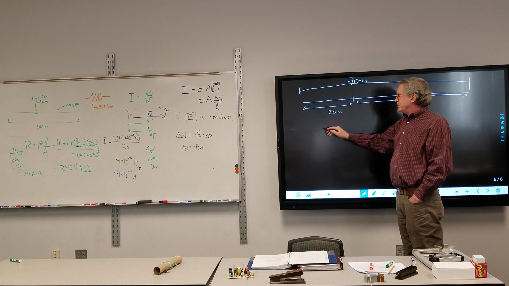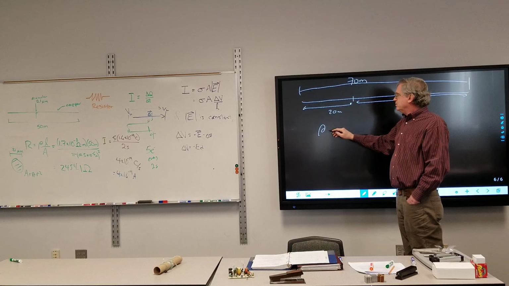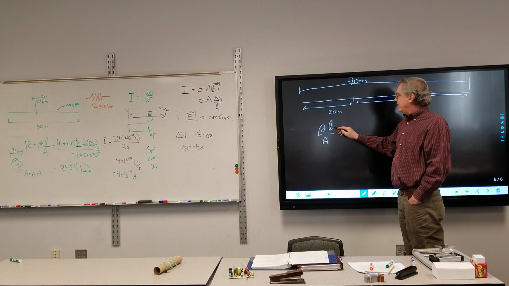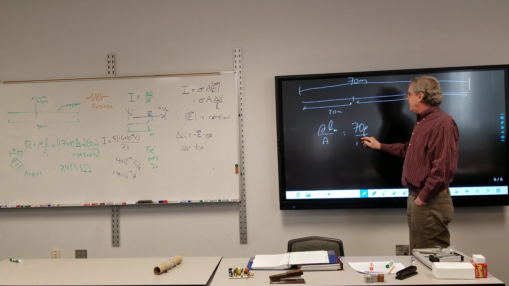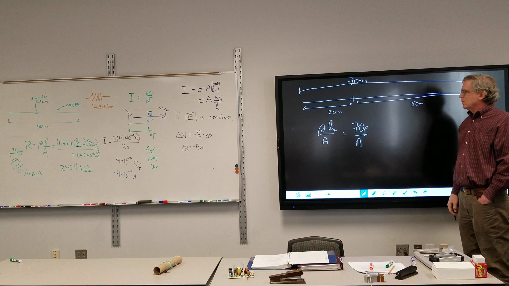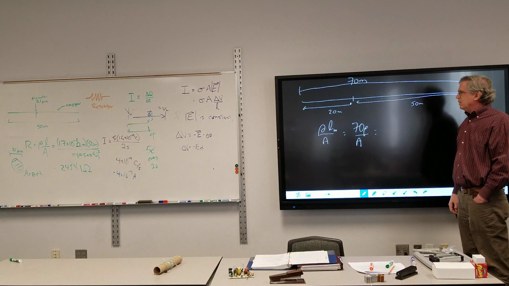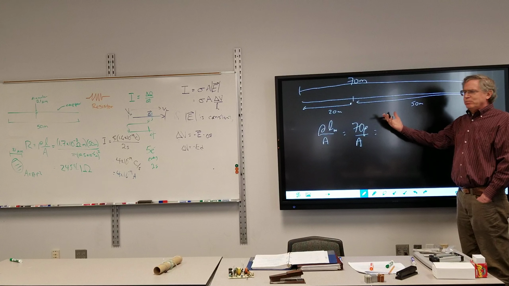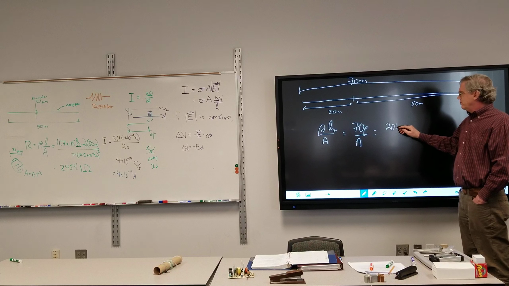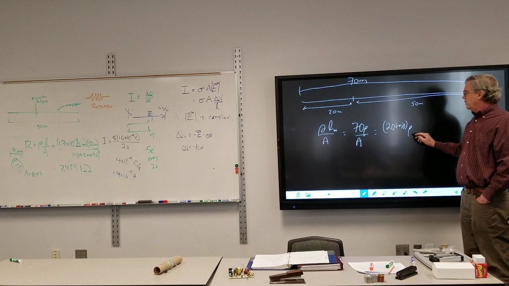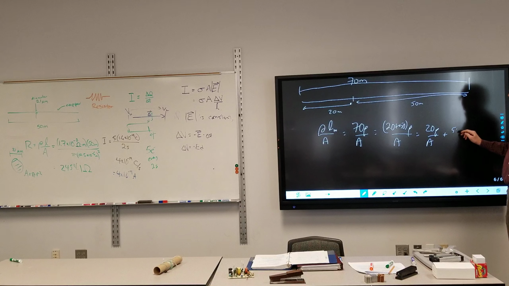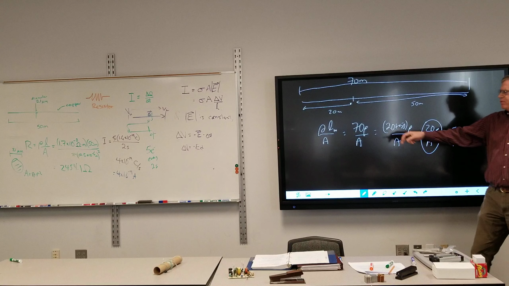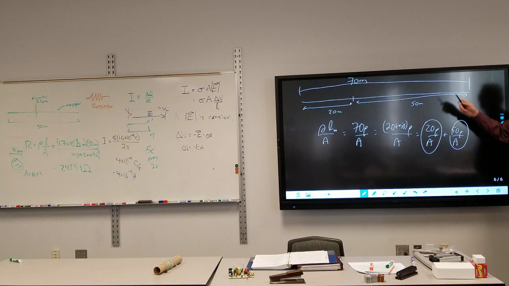Well, I know that the total resistance is going to be rho L over A, where this L is the 70. Why don't I just write that as 70 rho over A. But that 70 I could break up into 20 and 50, so there's nothing wrong with saying 70 is equal to 20 plus 50, which is just 20 rho over A plus 50 rho over A. In other words, this would be the resistance of the first bit of wire. That's the resistance of the second bit of wire.